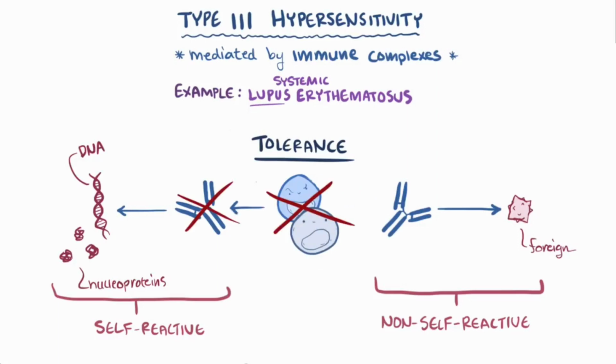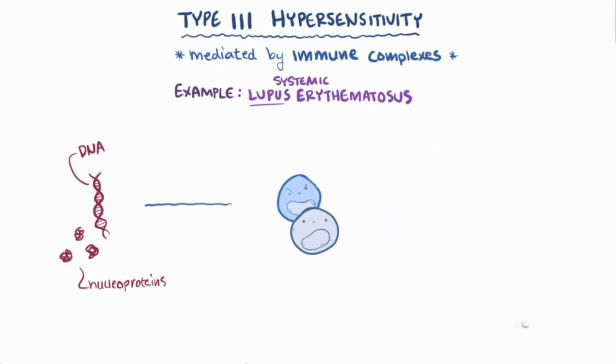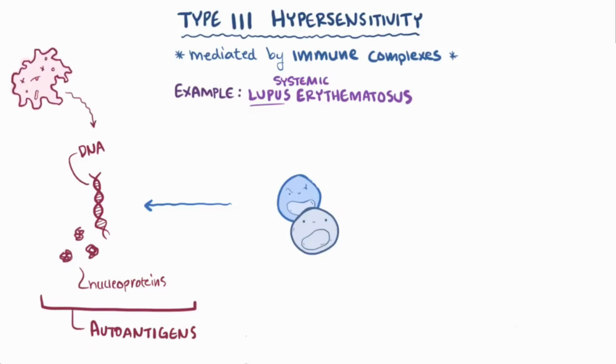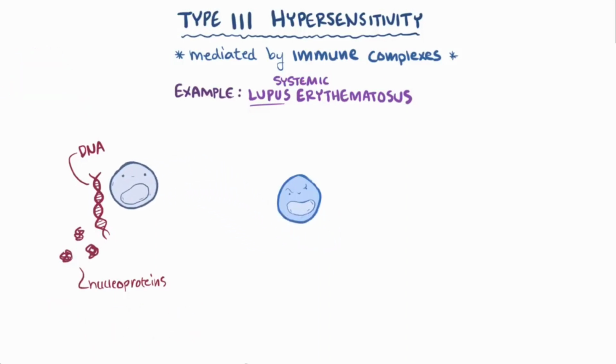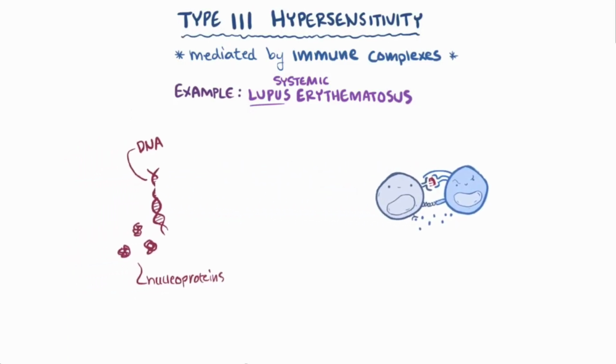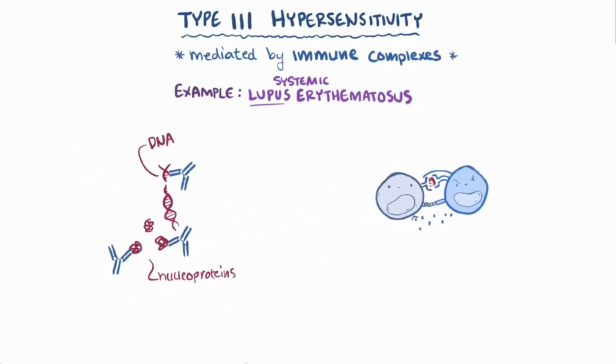This process, though, isn't perfect, and sometimes some self-reactive cells can escape, and these can mount an immune response against autoantigens, or self-antigens. With lupus, a DNA autoantigen might get released from a damaged cell, and a circulating self-reactive B cell might find it and bind to it. If a T helper cell that's also specific for the same DNA autoantigen is close by, it'll help activate the B cell and enable it to differentiate into an IgG secreting machine, specific to that DNA autoantigen.